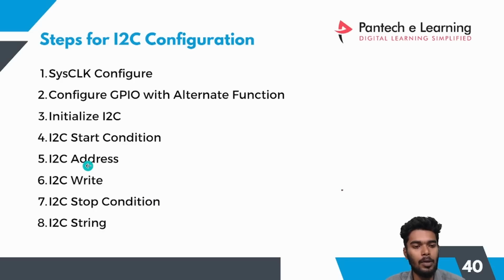So after starting the condition, what does the master have to do? It has to send the address and check whether the address matches with the slave or not. If the address matches, then the data will be sent or requested from the slave, which is the address matcher. Then it will send the address, and you can write the data to the address, and then you have to give the stop condition.